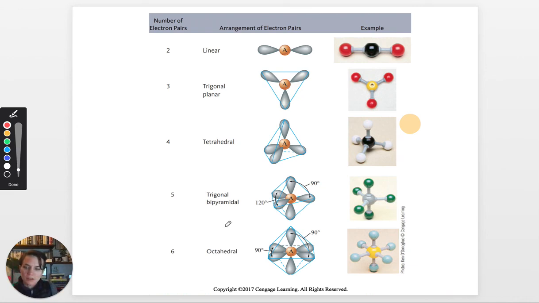So octahedral, which I don't even know if I have. I don't have one of those. Octahedral is going to be where you have 6 things around your central molecule. So we have 6 things. This is our example. So octahedral, 6 things. Each one of those things you can see has a 90-degree angle.